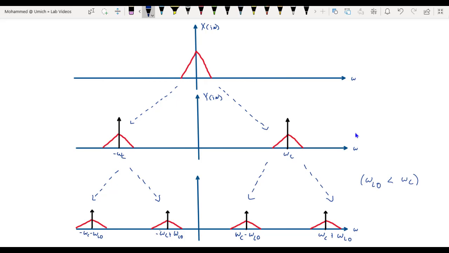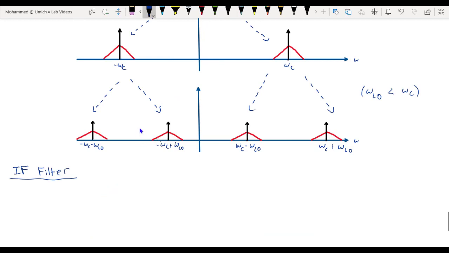If we look at the signal spectrum at the output of the local oscillator, for the case where omega lo is less than omega c, we see that the AM signal spectrum has been moved to frequencies omega c minus omega lo and minus omega c plus omega lo, as well as these two farther out frequencies here. The next step in the Superheterodyne receiver is to pass the output of the local oscillator through an IF filter, which is a bandpass filter that only passes frequencies near a certain IF frequency f_IF.